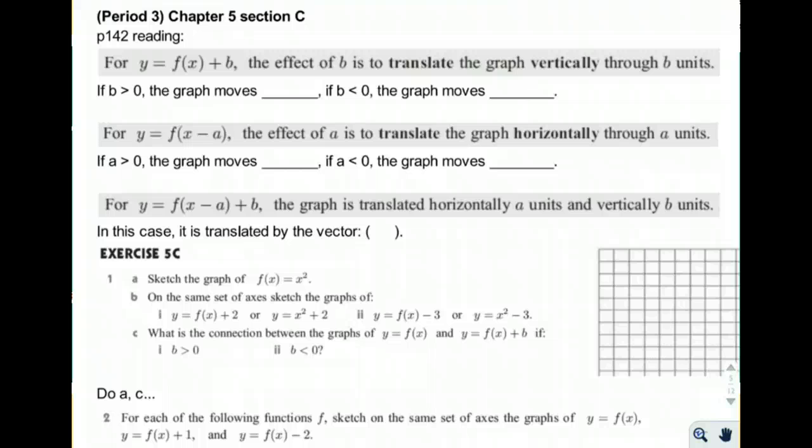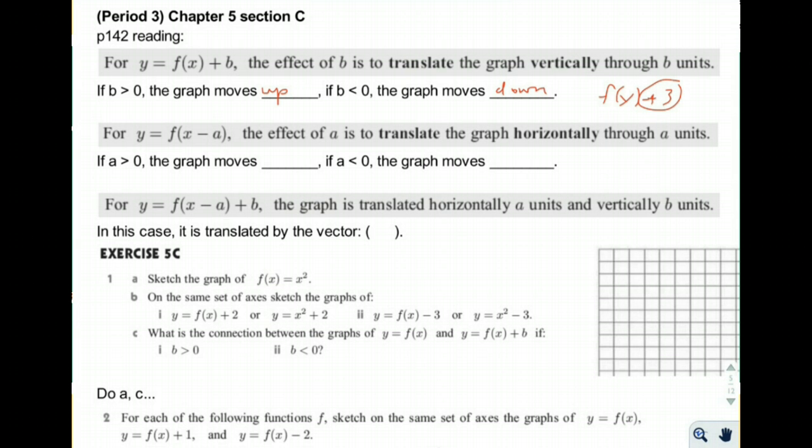Well, let's see if we have f of x plus 3, for example. What does the y value equal? Well, it's always 3 more, so it moves up. If b is less than 0, the graph moves down.